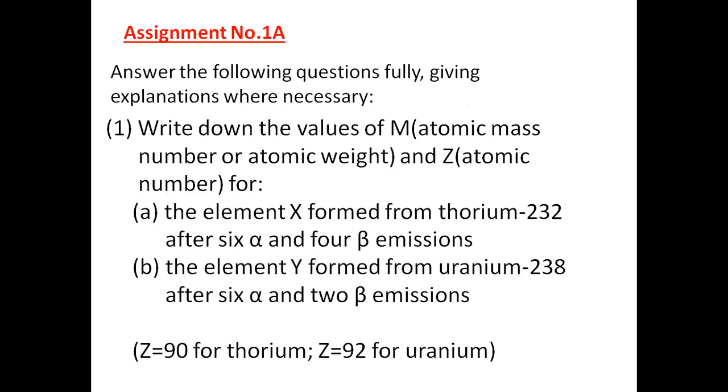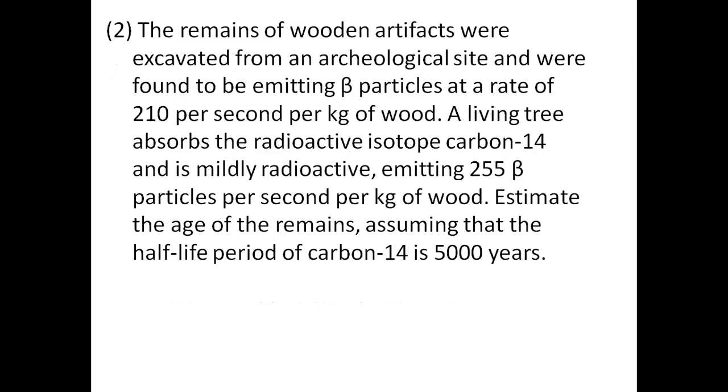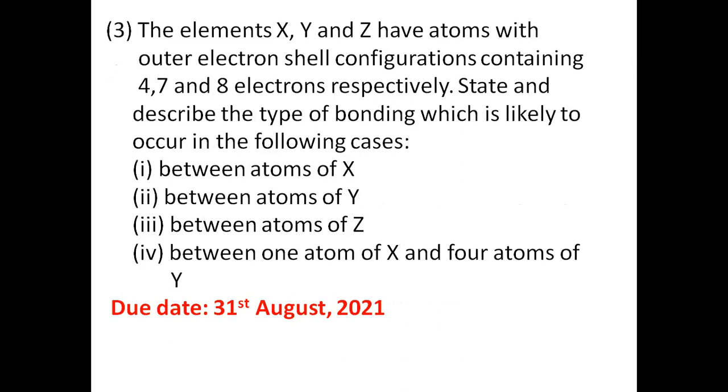Question 1: Write down the values of M, atomic mass or atomic weight, and atomic number for the element X formed from thorium and 6 alpha and 4 beta emissions, and the element Y formed from uranium and 6 alpha and 2 beta emissions. Question 2 has to do with radioactivity. And question 3 has to do with electron configuration.